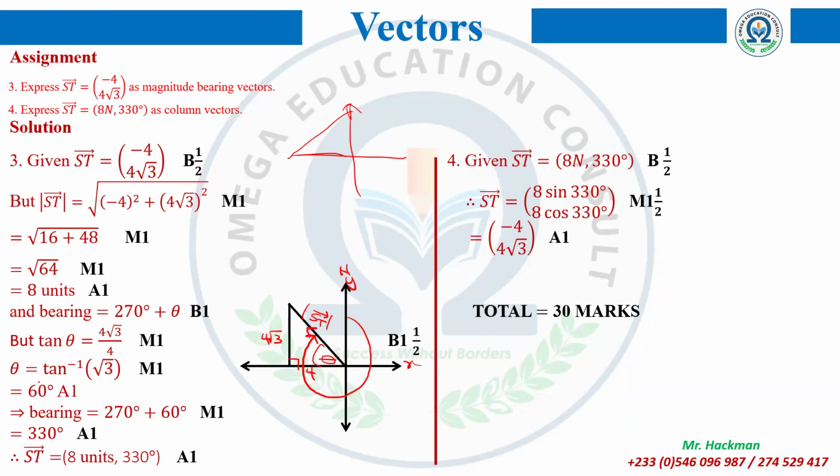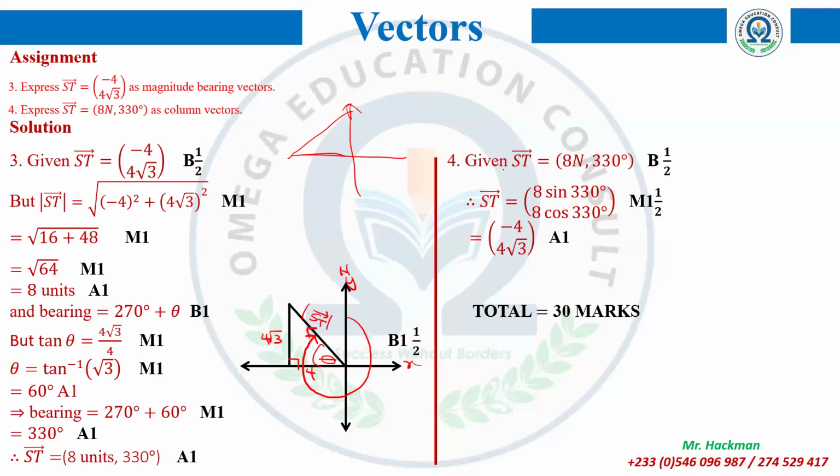Once I know my theta, I know my bearing. So the bearing will be equal to 270 degrees plus the theta, which is 60 degrees, and that will give you 330 degrees. That will also be A1. Therefore, your vector ST in its magnitude-bearing form will be, in brackets, the magnitude, which gave us 8 units, then the bearing, which is 330 degrees. Take note, that will be it for the solution to question 3.